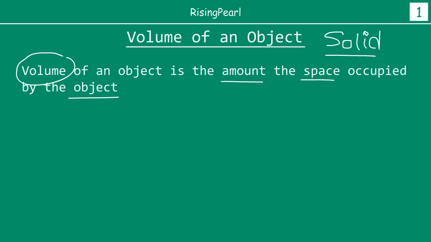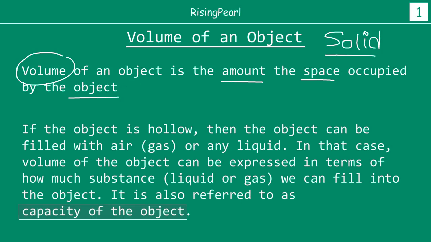Now what if the object is hollow? That means that it is not filled in. If the object is hollow, then the object can be filled with air or any kind of gas or any liquid. Theoretically we can fill the object because inside is hollow, empty, so we can fill it in with any kind of gas or liquid. In that case, the volume of the object can be expressed in terms of how much substance, liquid or gas, we can fill into the object. This is also known as capacity of the object.